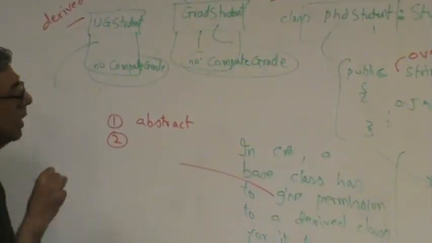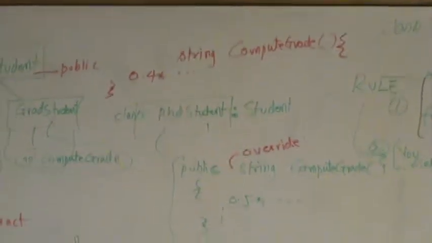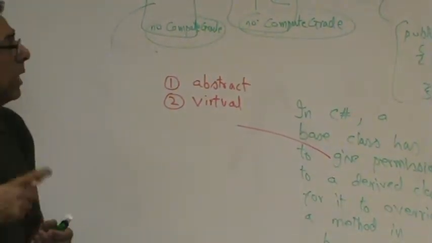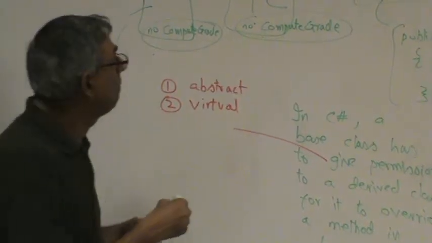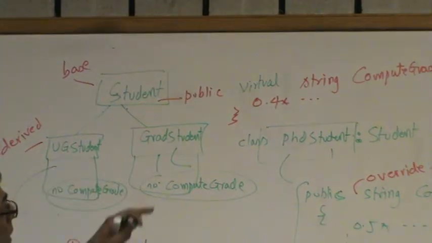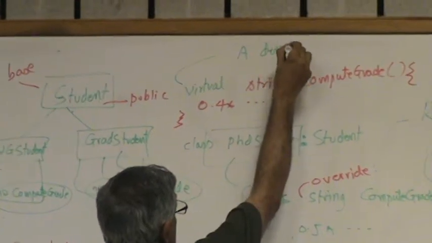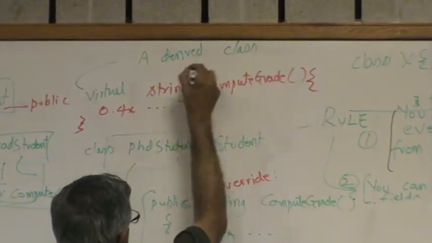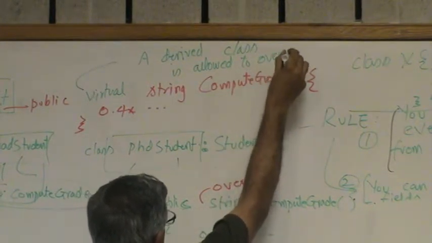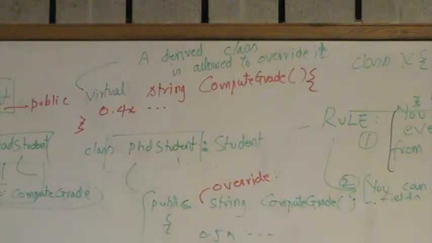Now we need the second capability in the base class to give permission to this one, okay? So there's another keyword called virtual, okay? And I'll explain the meaning of it a little bit more. But if we put a virtual over here, okay, so virtual basically means a derived class is allowed to override. Technically, it has a few more meanings, which I will gradually clarify to you.